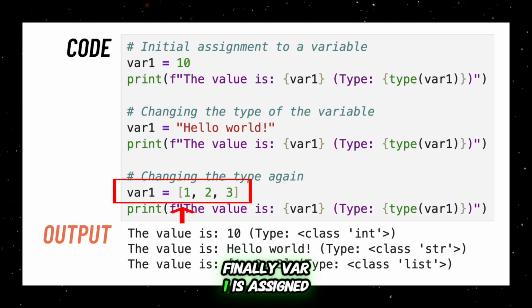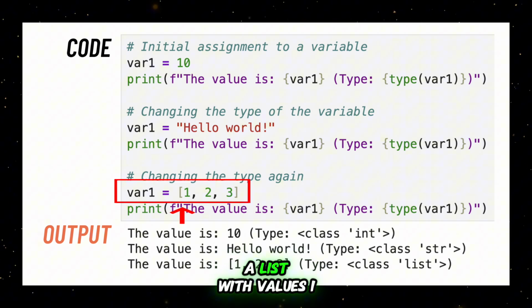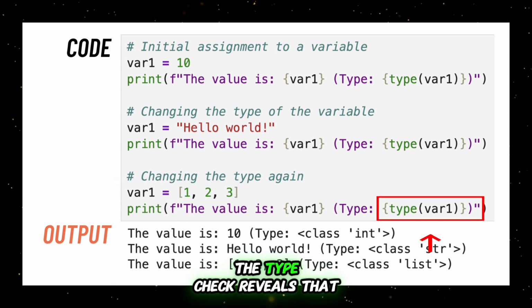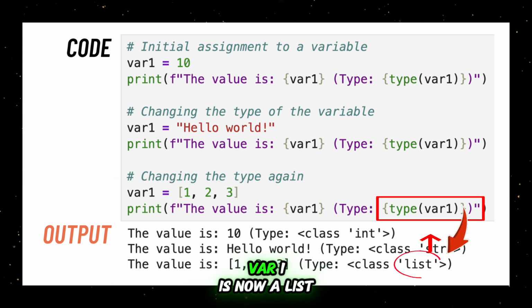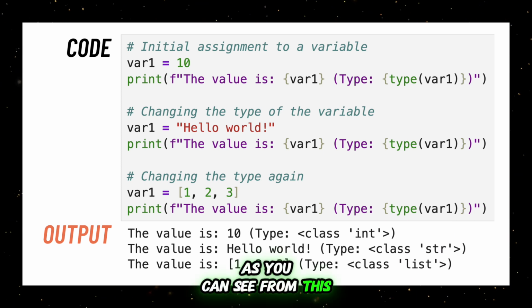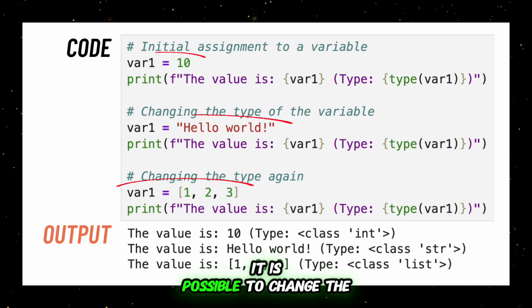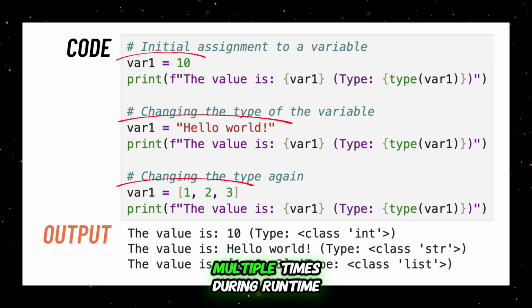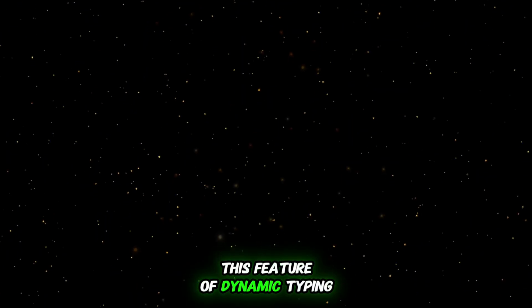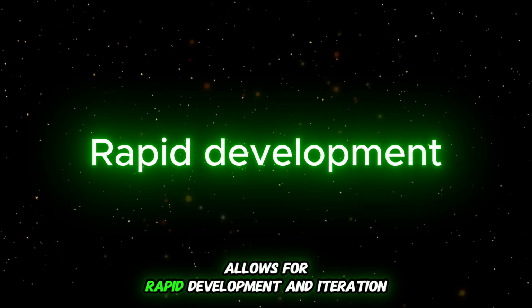Finally, var1 is assigned a list with values 1, 2, 3. The type check reveals that var1 is now a list. As you can see from this Python code, it is possible to change the variable type multiple times during runtime. This feature of dynamic typing allows for rapid development and iteration.